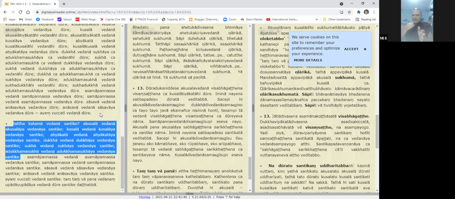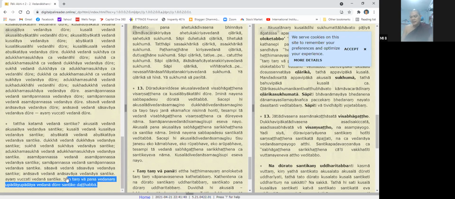So samapanasa, saswa, anaswa. So they are close. Ayan wajiti vedana sadike. This vedana is called sadike. So here tantawapana vedana upadaya vedana dure sadike databa.